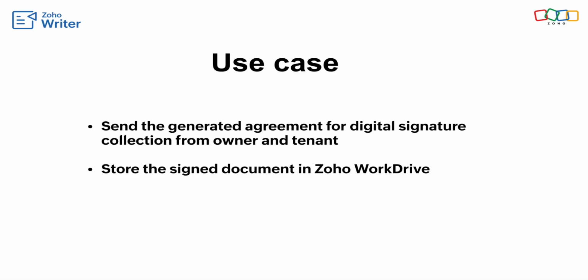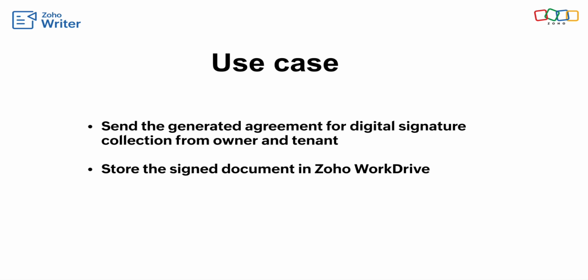How we can configure this with a real life scenario. Let's take that there is a rental agreement, and we want to fill out the owner as well as the tenant details from a data source and send the document for signing so that both parties, the owner and the tenant, put in their signature, and we are going to save it into WorkDrive for future reference. Let me show you how this entire workflow can be done using Zoho Writer.